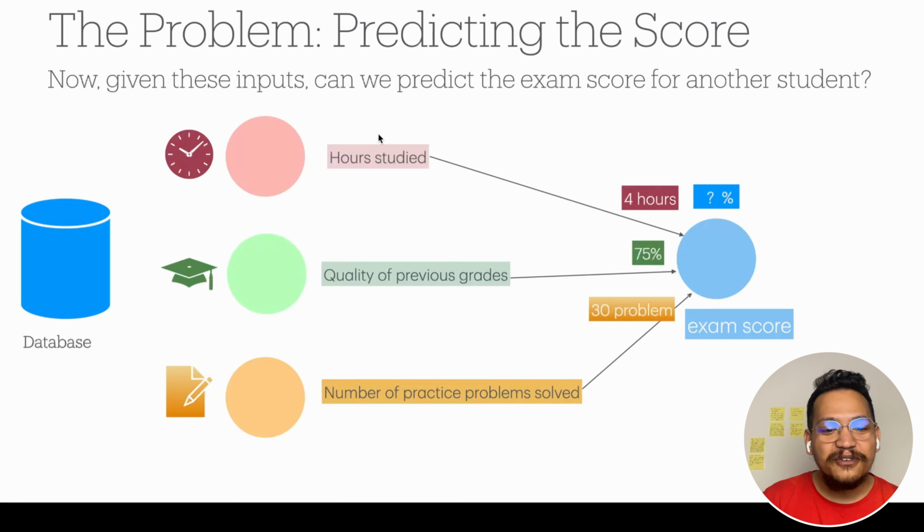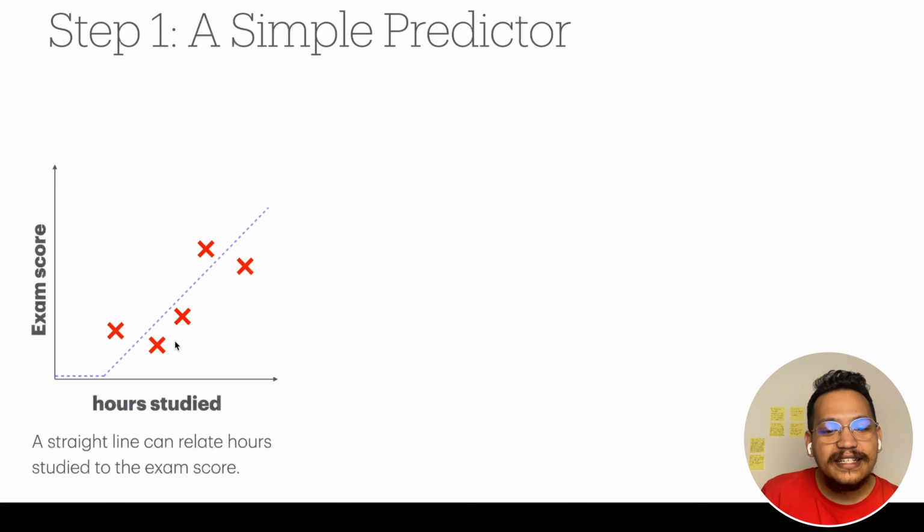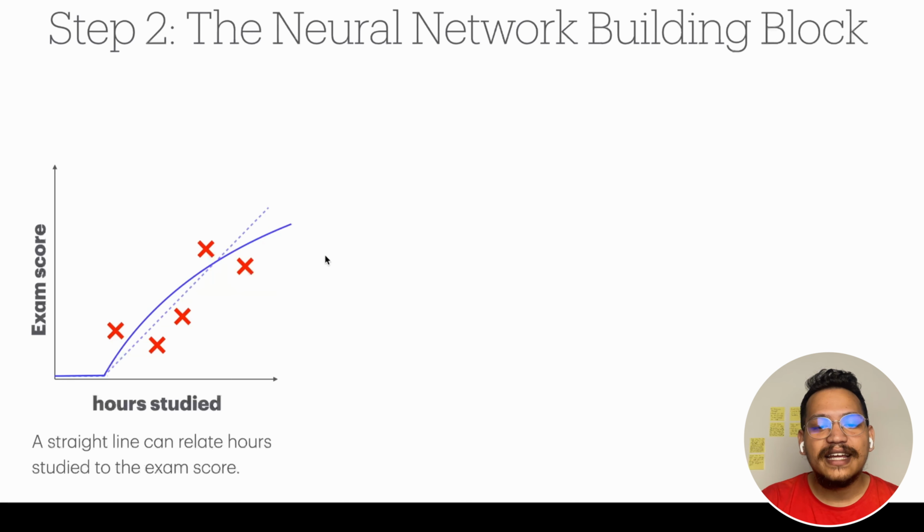To start, we could fit a straight line to relate the hours studied to the exam score. This would be a simple linear regression. But we know real-world relationships aren't always straight lines. What if we made it more flexible? Instead of a line, we could create a function that captures the relationship between the inputs and outputs, like a curve that adjusts better to our data.